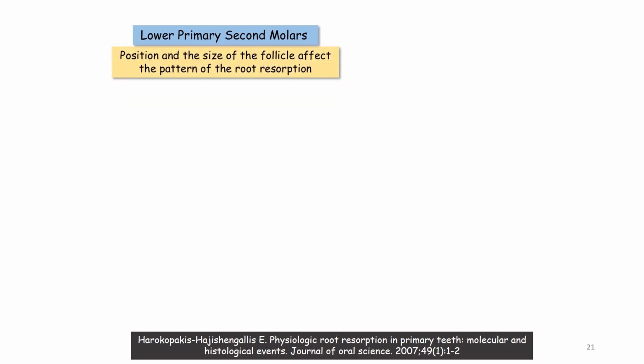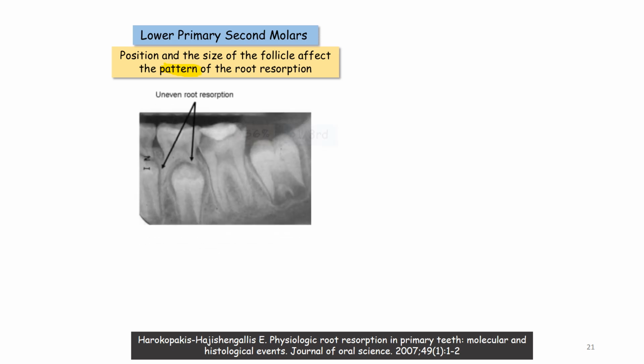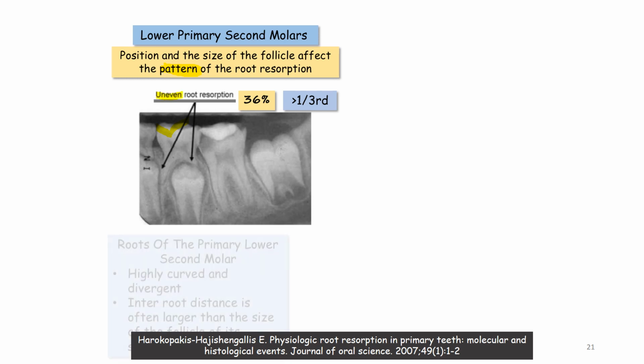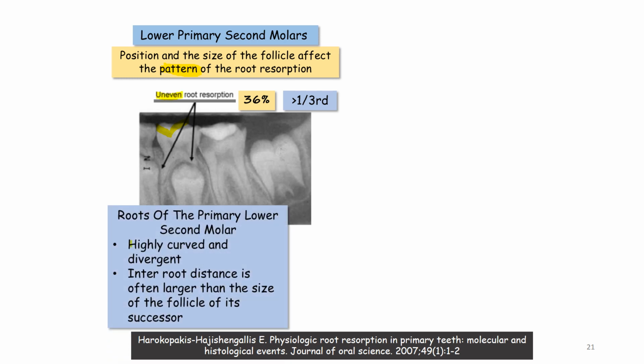The position and size of the follicle affects the pattern of root resorption. More than 36% of the primary mandibular second molars show uneven root resorption. This could be because of the highly curved and divergent roots, and also the interroot distance is often larger than the size of the follicle of the successor. Depending on the position of the follicle of the successor, unequal influences may be applied on the tooth roots. This can explain the reason for more than one-third of the primary mandibular second molars showing uneven root resorption.